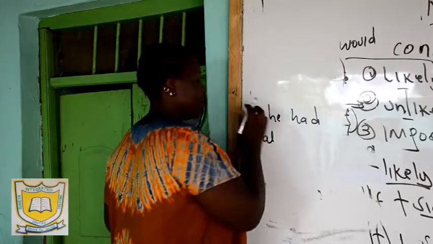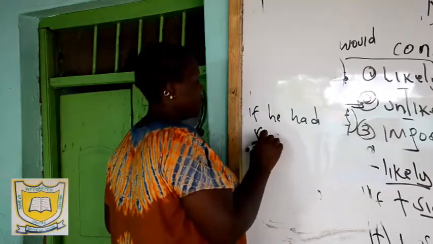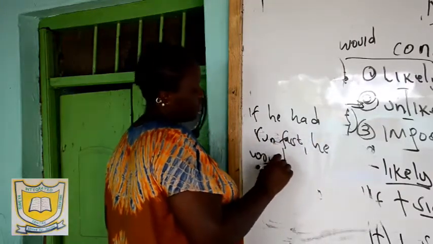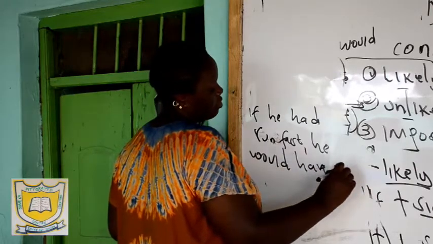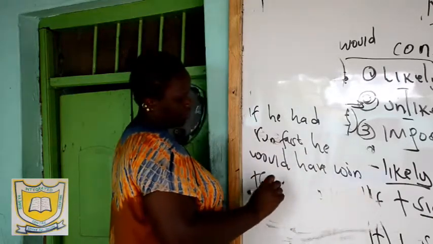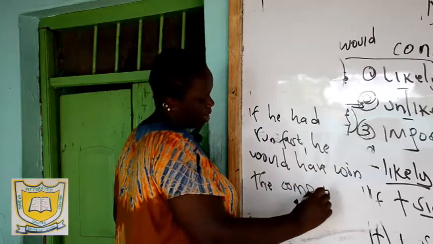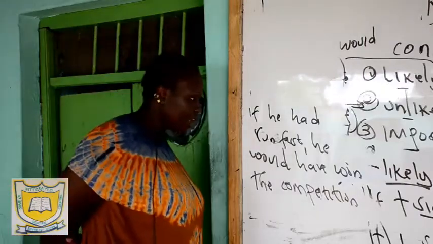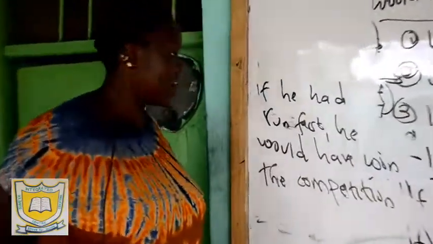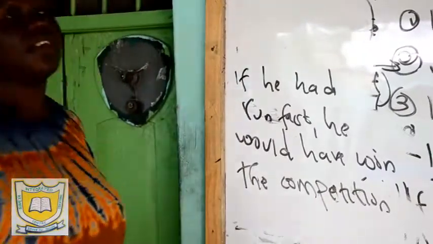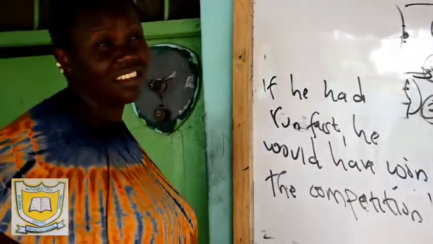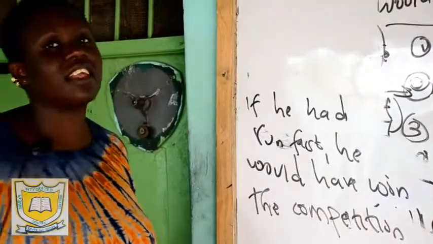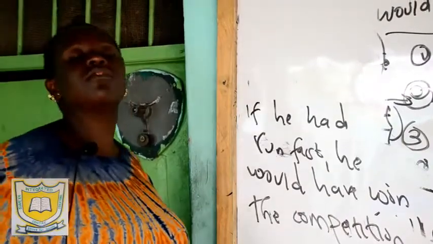Okay? So if you say, if he had run fast, he would have won the competition. Look at my sentence. My sentence is negative. What does that mean? This person did not run fast. And since they didn't run fast, they did not win the competition.